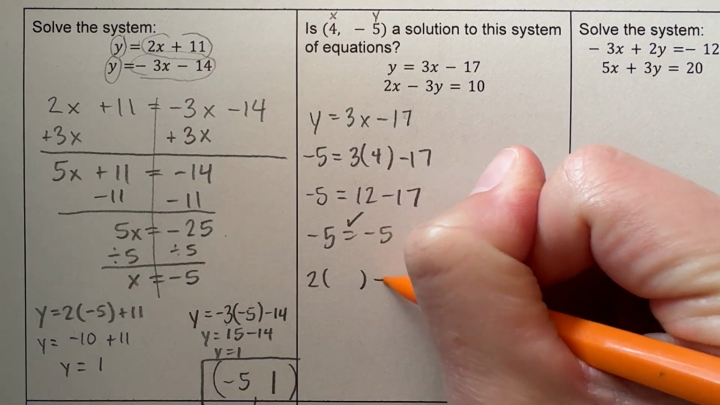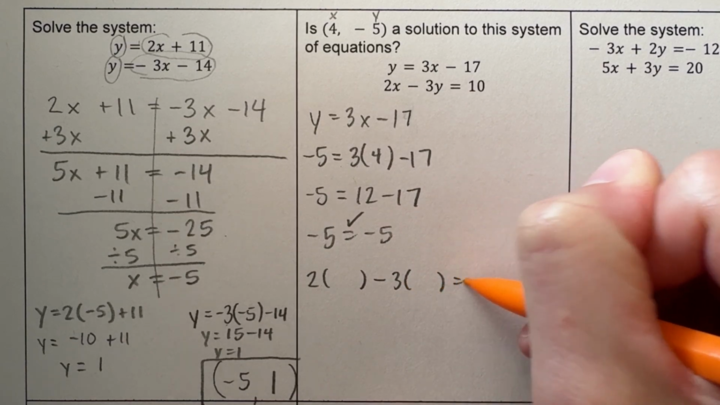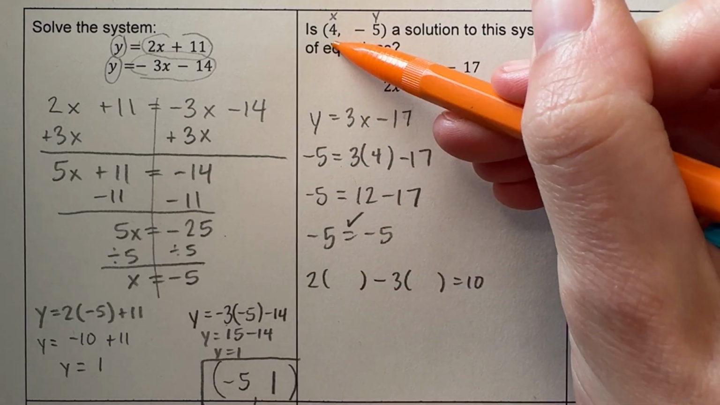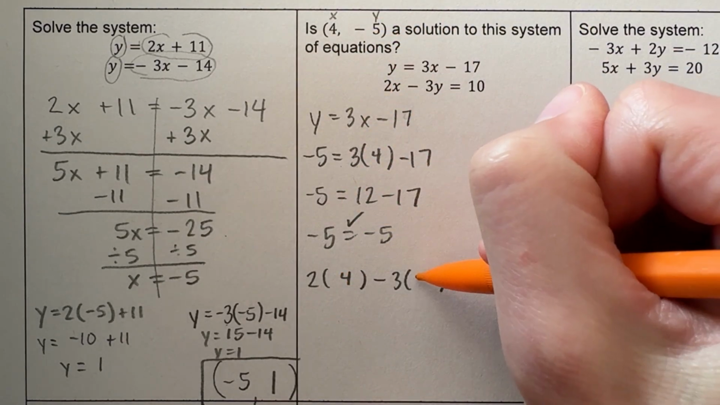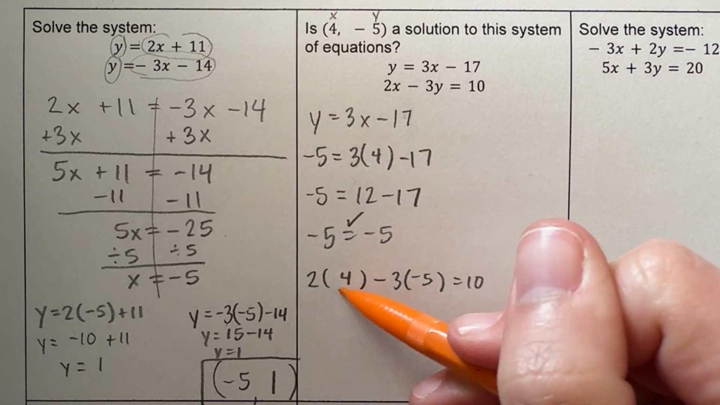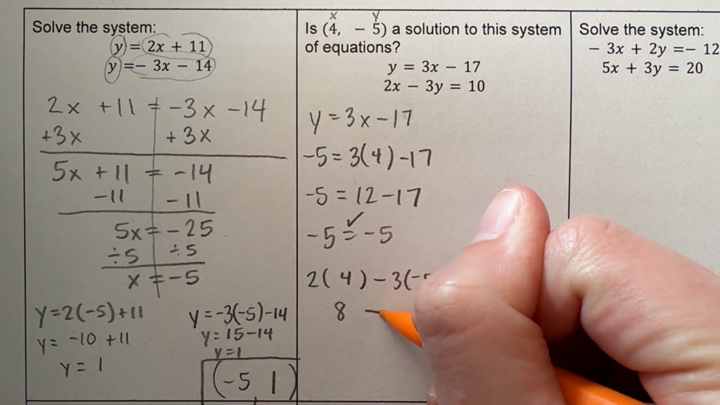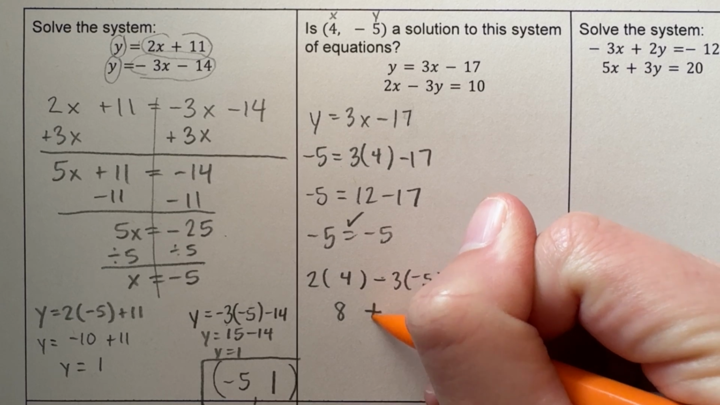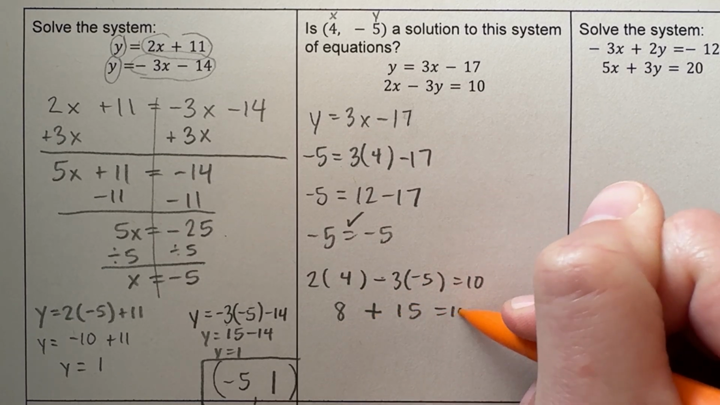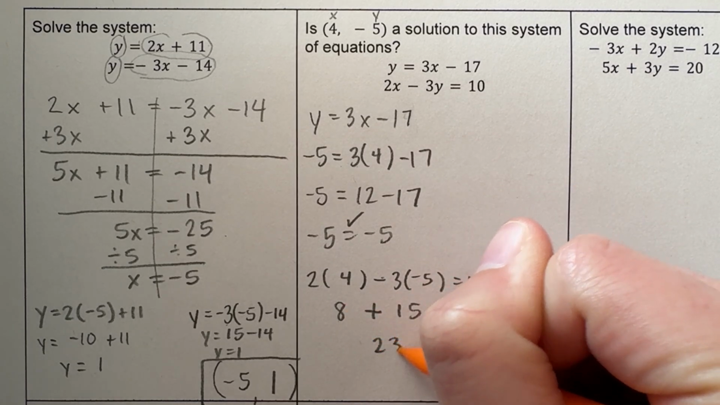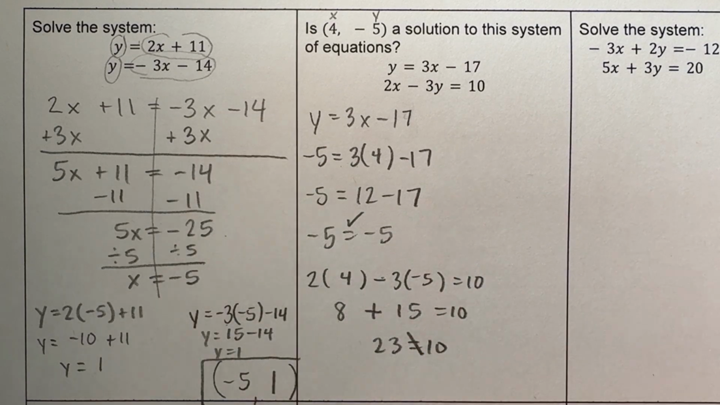Second equation is 2x minus 3y equals 10. So my x is 4 again. My y is negative 5. And let's see, 2 times 4 is 8. And then this is negative 3 times negative 5. That's positive 15. 8 plus 15 is 23. Well, this is not true.